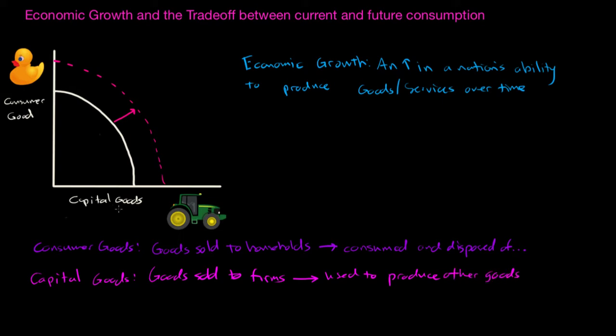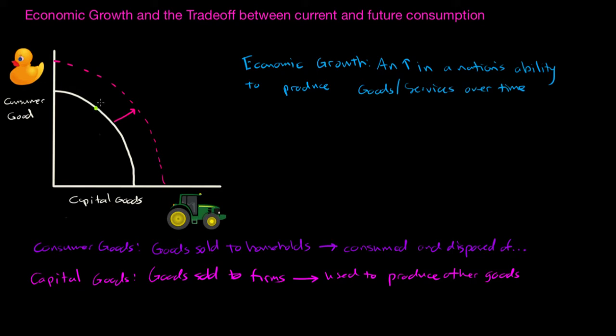Therefore, if society allocates more resources towards capital goods today, society is essentially choosing to produce more goods and services in the future, and the trade-off being less goods and services produced today. So let's look back at our white PPC here. Let's assume that this represents today's production possibilities for a hypothetical country.